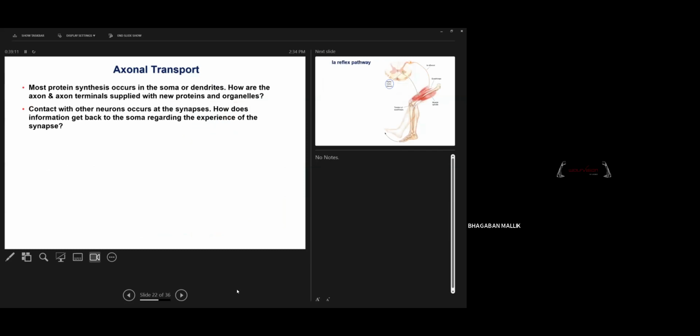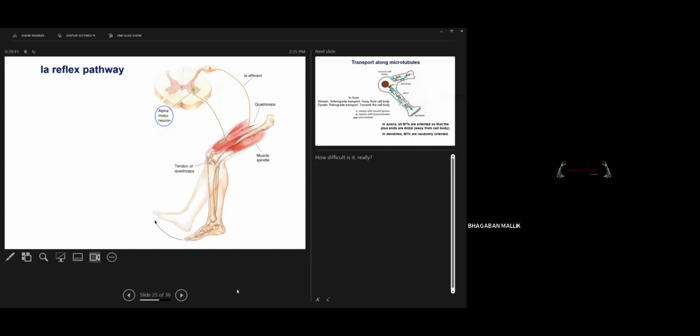So here I'm just showing that this axonal transport is important for transport of cargo, for transport of cell organelles to the different parts of the neuron. And also, suppose one neuron gives signal to another neuron. How does this happen? This happens because of this. One neuron is giving signal, so you have the transport of these things through the microtubules. I'm just showing this example here, the reflex action. This is again the transport of signal from one neuron to another neuron.